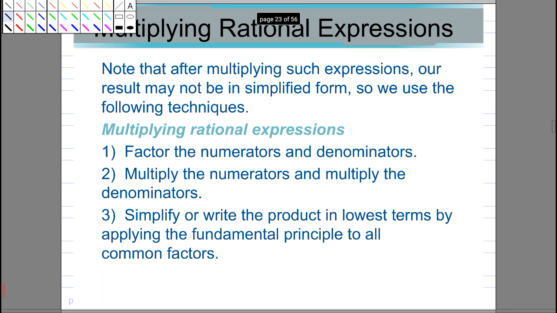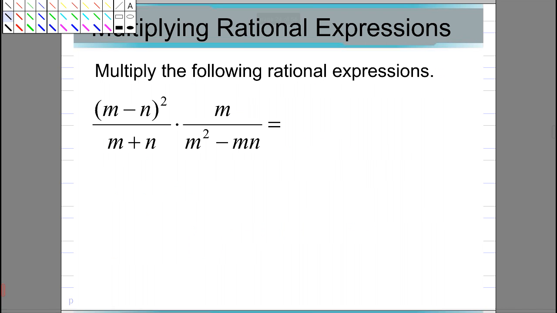This is exactly what we're going to do. We are going to factor the numerators and denominators, multiply the numerators, and multiply the denominators. And then simplify, if we can, or write it in lowest terms by applying the fundamental principle, canceling anything that we've got left. Let's dive into an example.